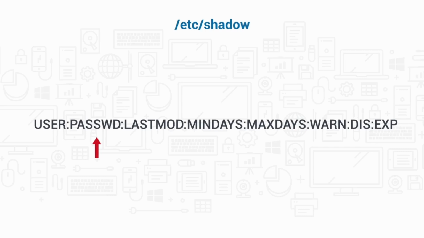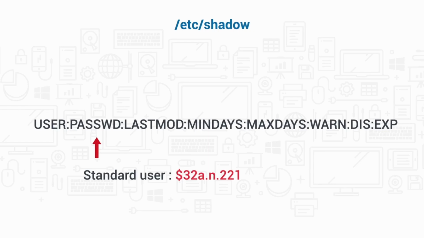Next, we have the password field. Depending on the type of user account you're looking at, there are a few things you can see in the password field. For example, if the record is for a standard user account, the password field will contain a string of text. This is the user's actual password in encrypted format.